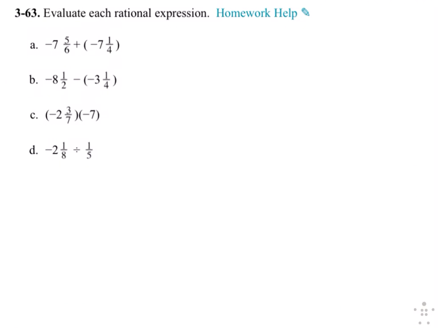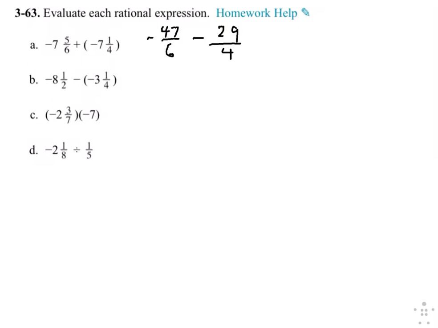Okay, for 63, they want us to evaluate each rational expression. I'm going to make them improper fractions. I think that's easier. So the first one for A, 7 times 6 is 42. So 42 plus 5, 47, negative 47 sixths. And then we have a plus negative, which is minus. And 7 times 4 is 28. 29 fourths.